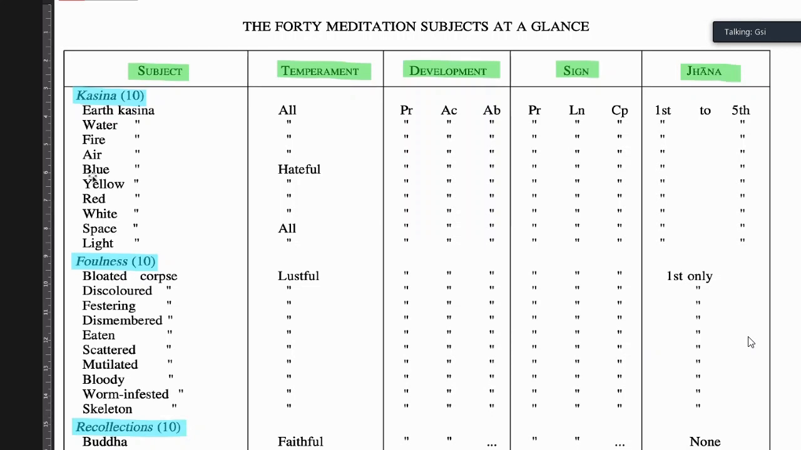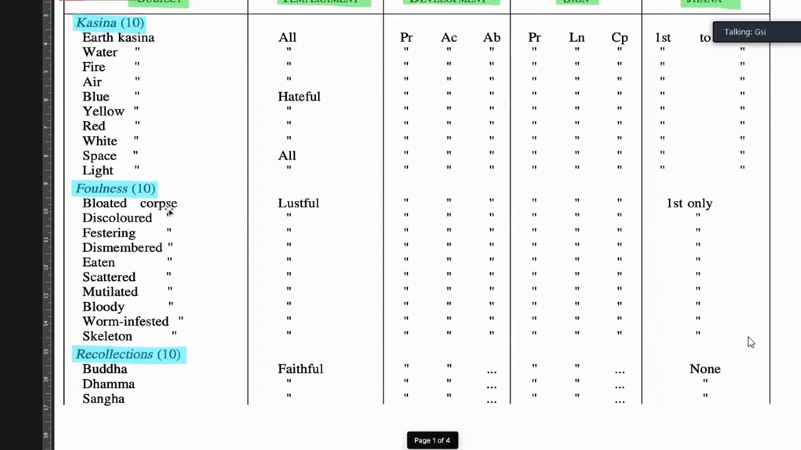So with all the kasinas, you can have preliminary concentration, access concentration, absorption concentration. Then you have first to the 5th jhana. Okay, so with kasina, you already have 10 types of meditation. Okay, now we go to the next one, the foulness.